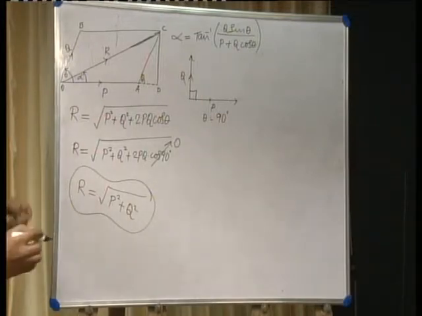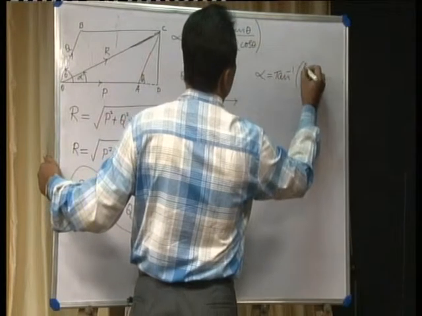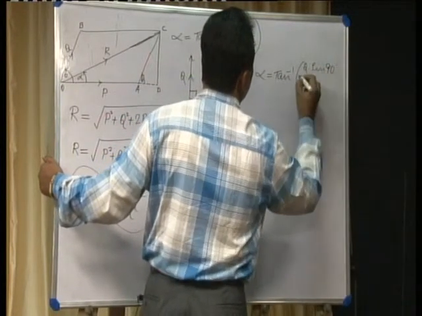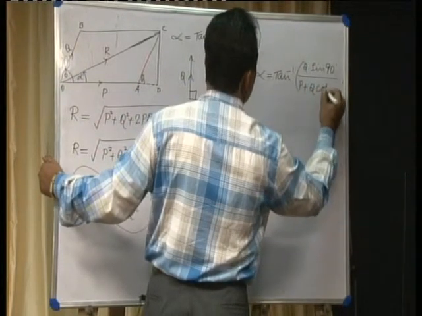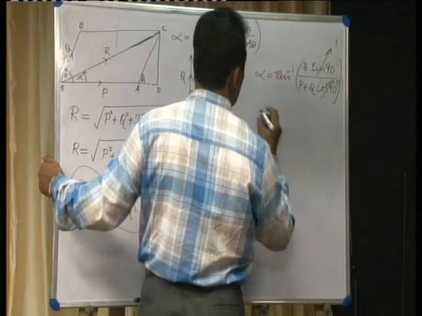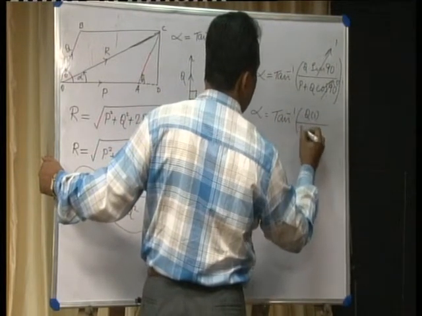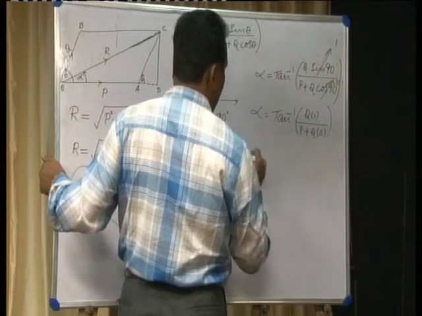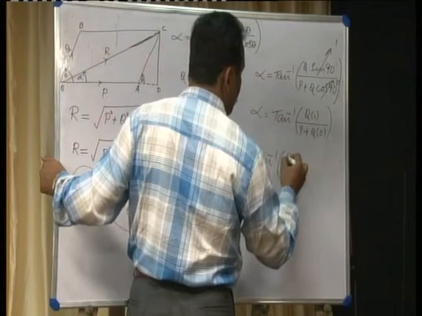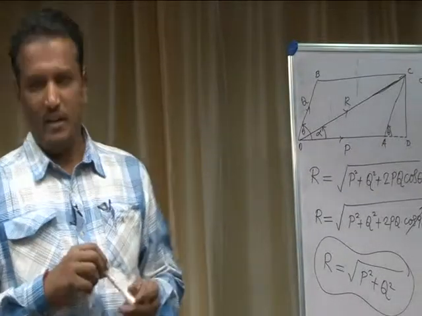Now, to know the direction of a resultant, alpha is equal to tan inverse of Q sin theta divided by P plus Q cos theta, where theta is 90 degrees. We know that sin 90 is 1, cos 90 is 0. Alpha is equal to tan inverse of Q into 1 divided by P plus Q into 0. That is, alpha is equal to tan inverse of Q divided by P, which gives the direction of a resultant. So, these are the three special cases. Under these three special cases, we are able to find the magnitude and direction of a resultant.